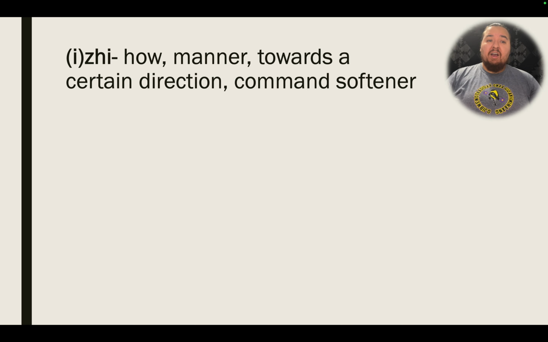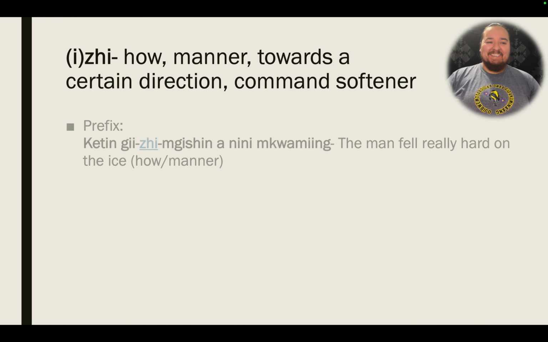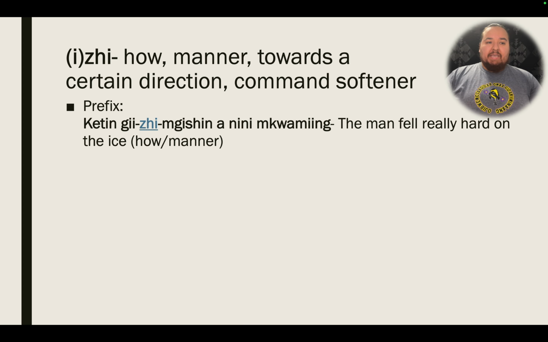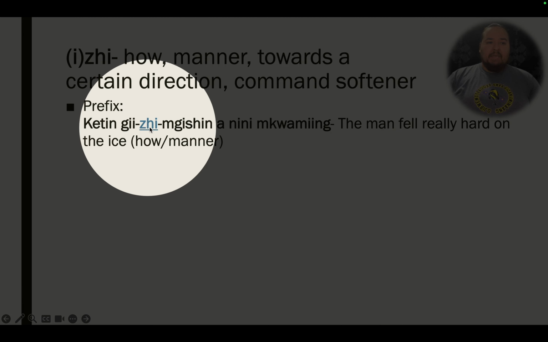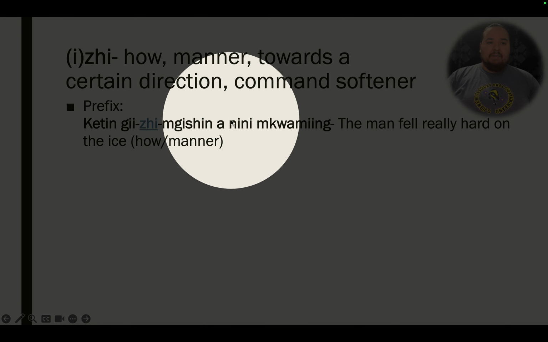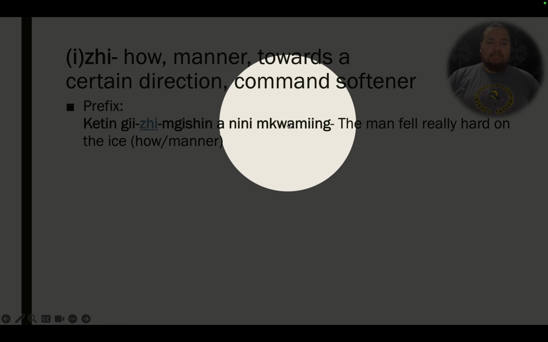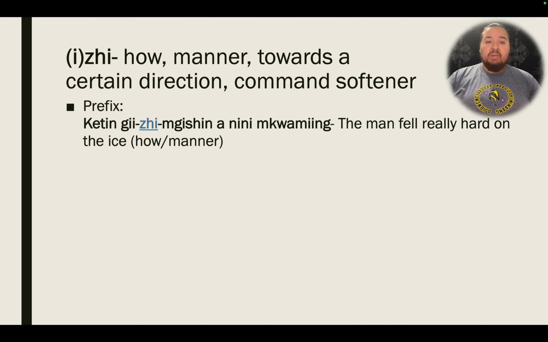So, je for how, manner, towards, certain direction, command softener. This is how we can use je to express all these different functions. So in a prefix version, we have ketin gijem geshin anenem kwaming. So the man fell really hard on the ice. So we have ketin for hard or vigorous, and je geshin is talking about how he fell. And then man on the ice. So this is how we can use je for expressing how something happened or the manner to which it happened.